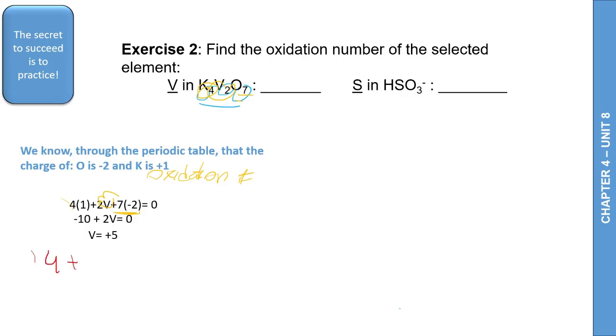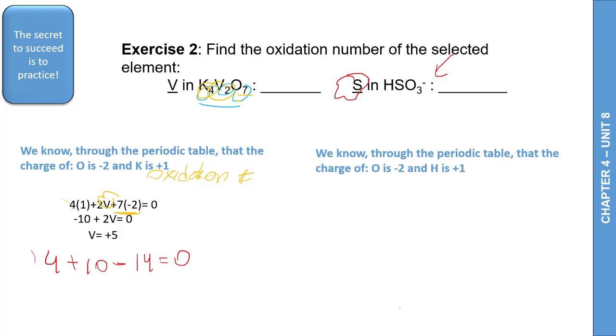You can double check: 4 plus 10, because 2 times 5 is 10, minus 14 must be equal to 0. And it is, because we don't see any charge on this compound. Let's see the ion over there. We have a polyatomic ion, and we need to find the oxidation number for sulfur. What we're going to do is make an equation again. We have S minus 5 equal to -1.